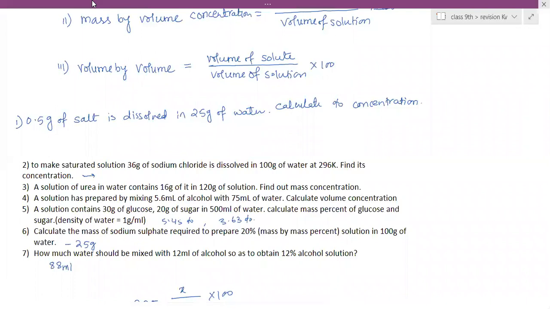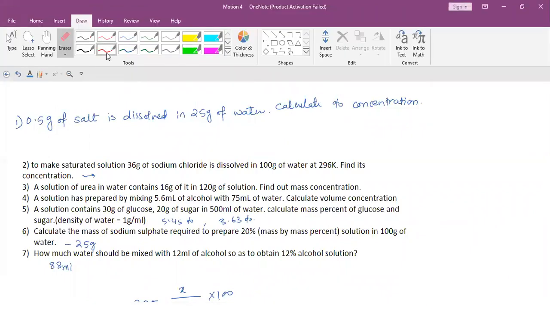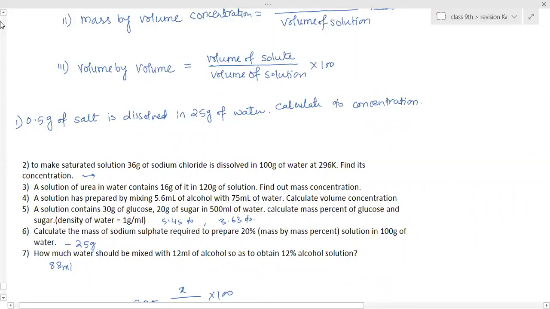What's the first answer you got? 1.96%. Yes, ma'am. I got 1.9, got it as 1.9607. 1.96. Second one? Second one, 26.47. 26.47. 26.46. Third one? 13.3. 13%. Yes, ma'am, 13% it is approx only, ma'am. Ma'am, I got 6.94.